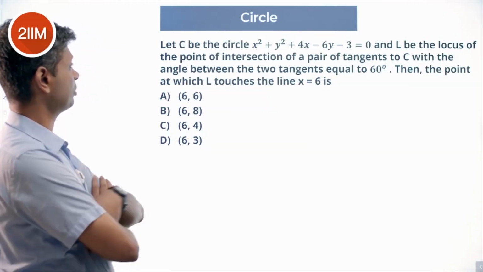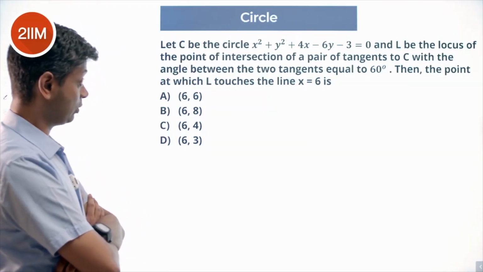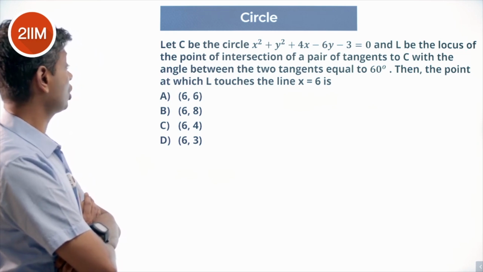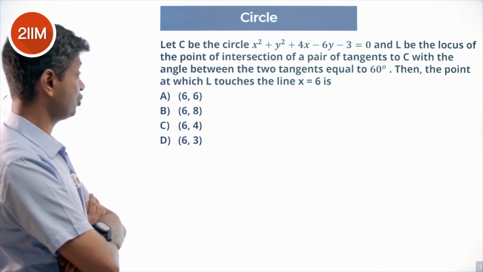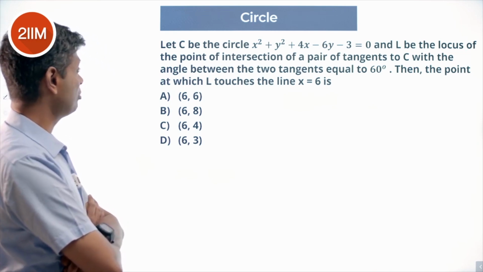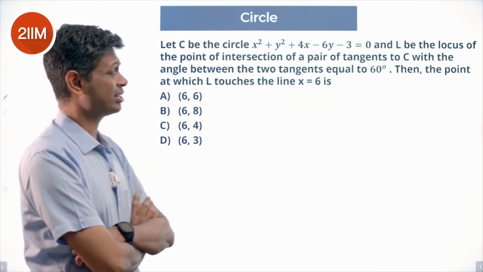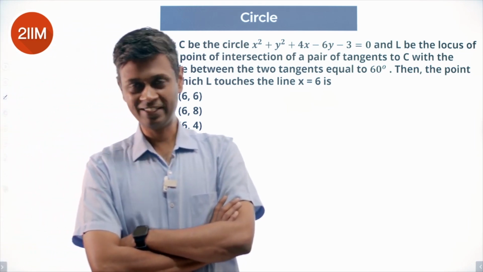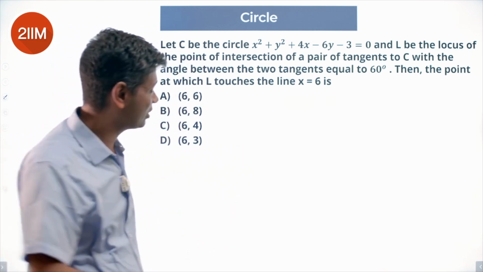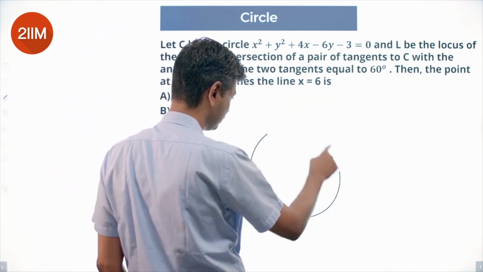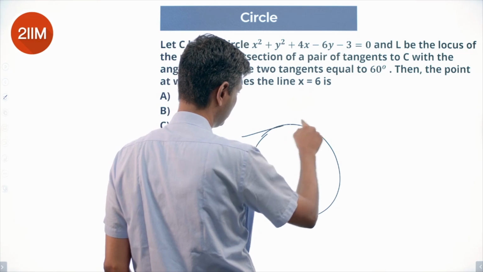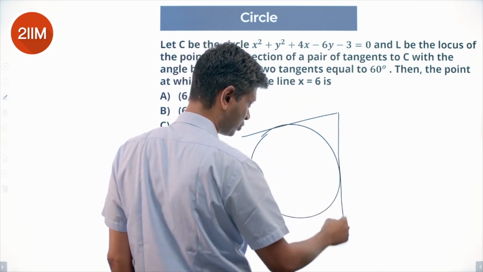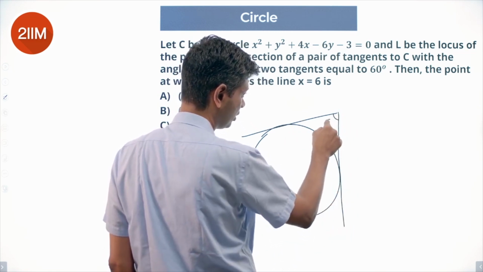Let C be the circle x square plus y square plus 4x minus 6y minus 3 equal to 0. And let L be the locus of the point of intersection of a pair of tangents to C with the angle between the two tangents equal to 60 degrees. Locus of the point of intersection. Seems like a very funny thing, but it's actually a very nice, interesting question. Forget this. Draw a circle and say tangents from some point are 60 degrees away.